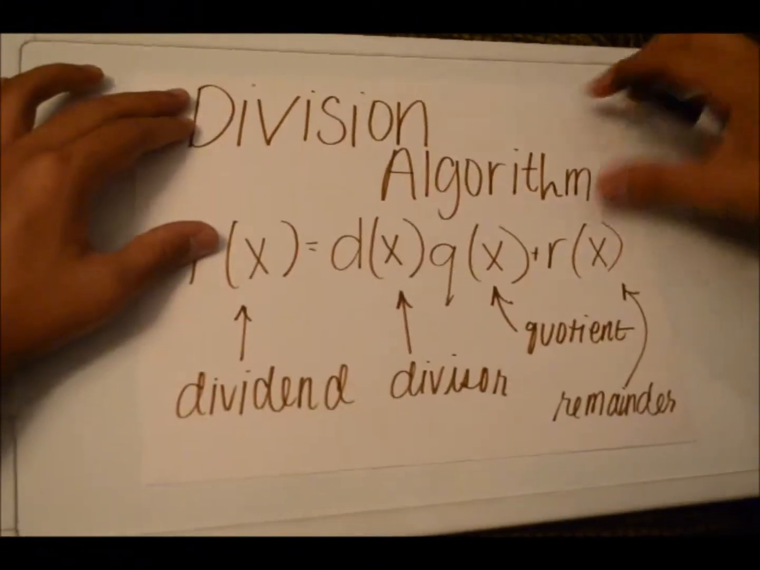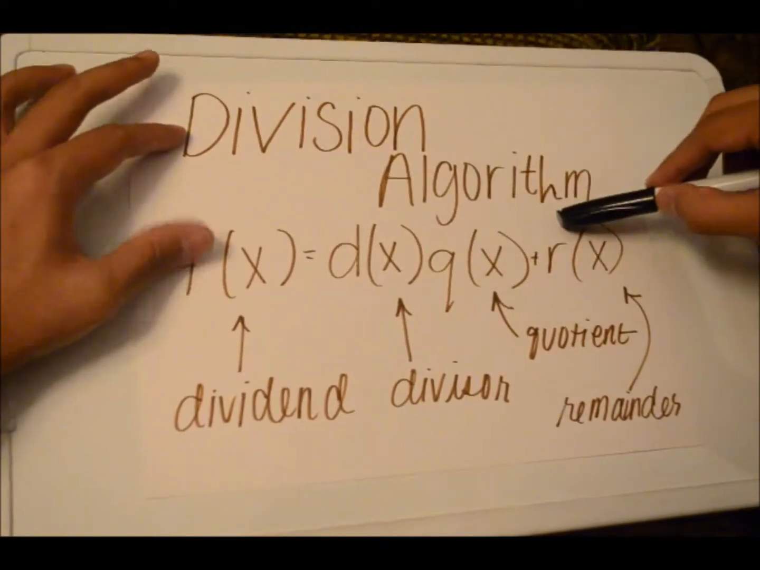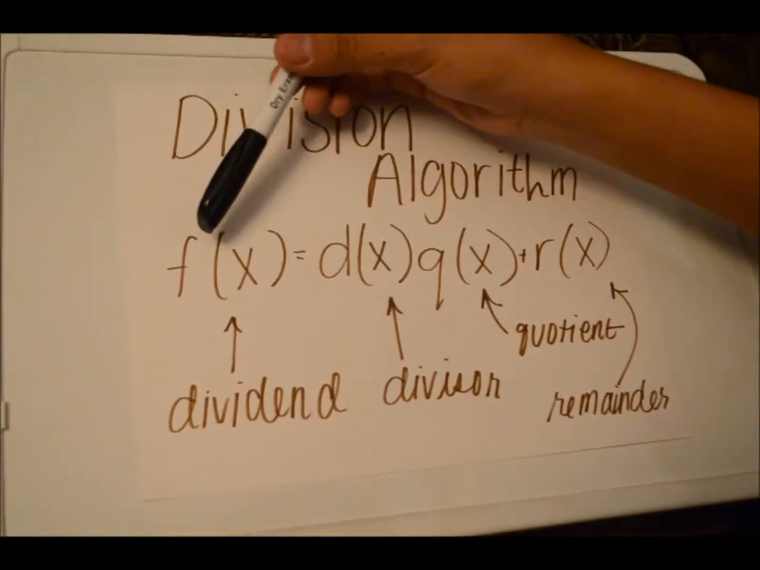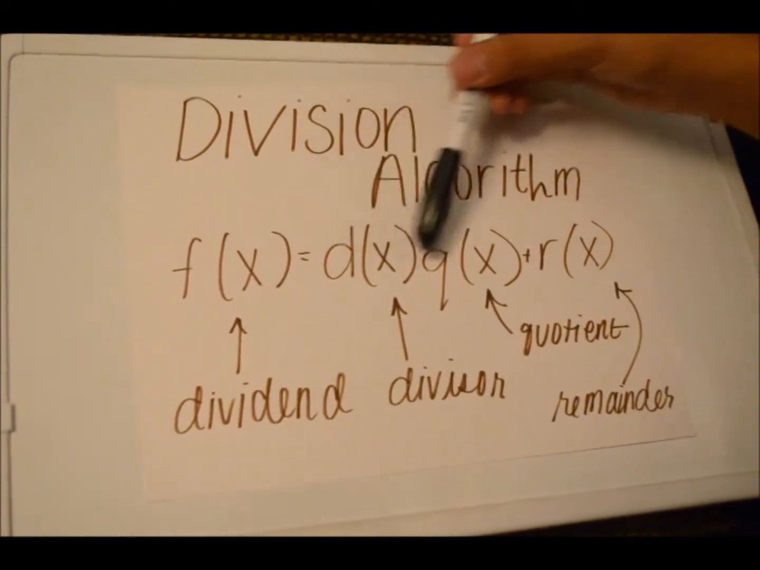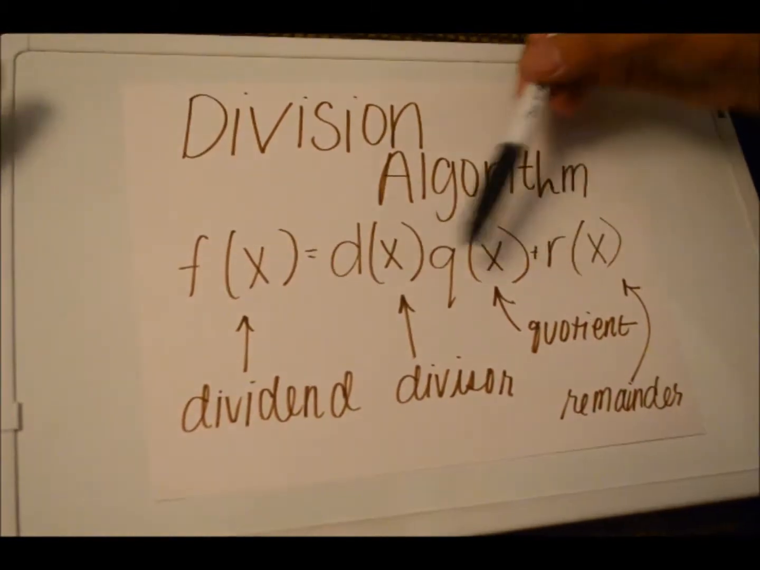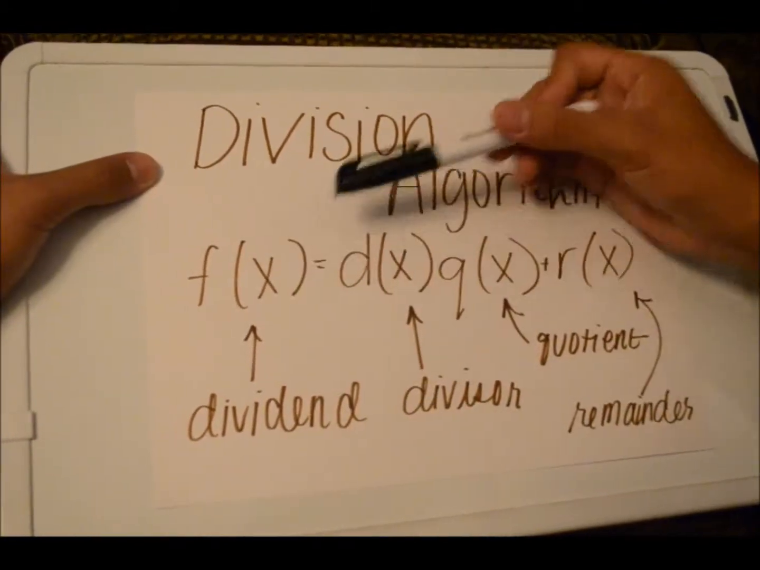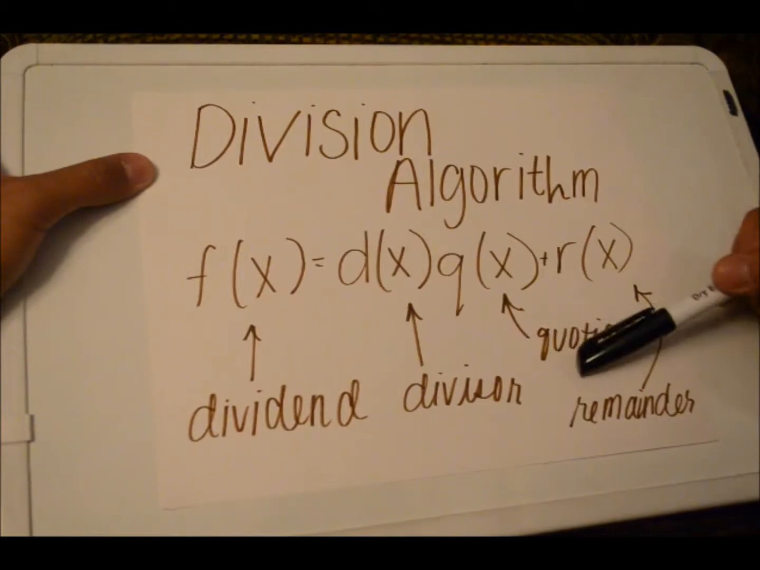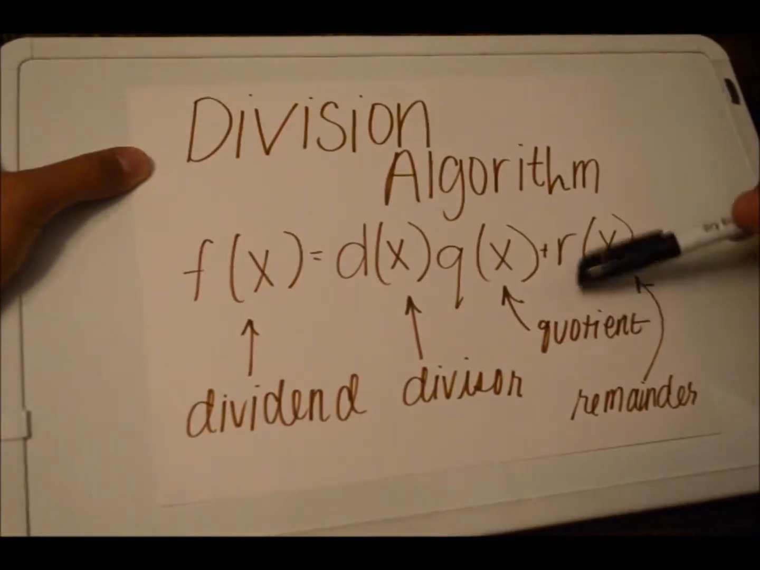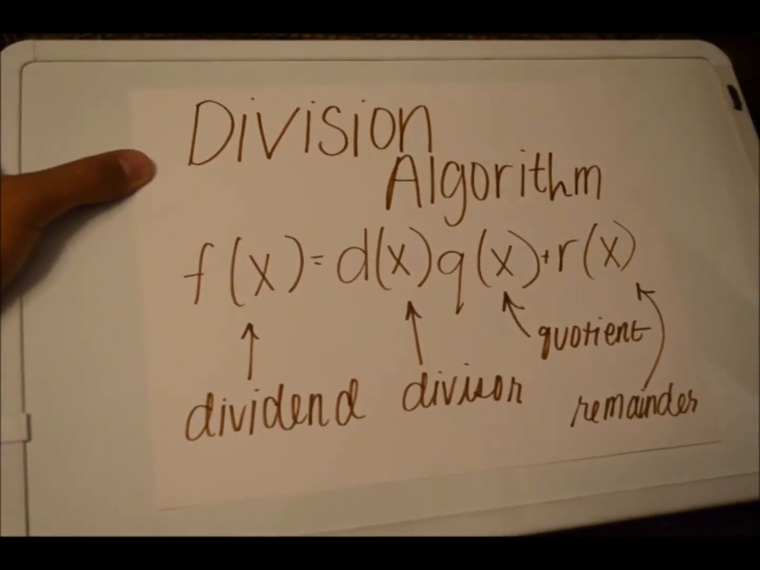Now we're going to move on to the division algorithm. The formula for the division algorithm is f(x) equals d(x) times q(x) plus r(x), in which f(x) is the dividend, d(x) is the divisor, q(x) is the quotient, and r(x) is the remainder.